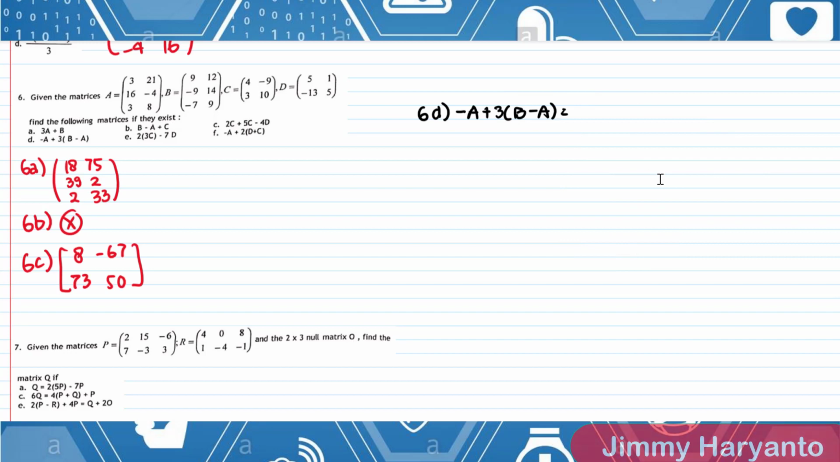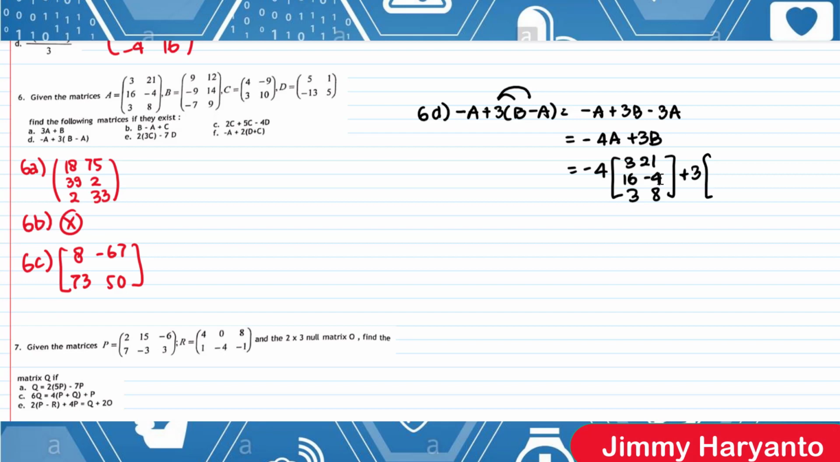It's the same with 6D. For 6D, maybe we can simplify the expression first by multiplying the 3, negative A plus 3B minus 3A. So I will get negative 4A plus 3B. After that, we can input the matrix. 3, 21, 16, negative 4, 3 and 8, and then for the B it's 9, 12, negative 9 and 14, and then after that negative 7 and 9.